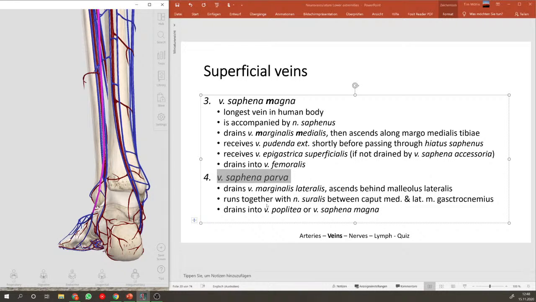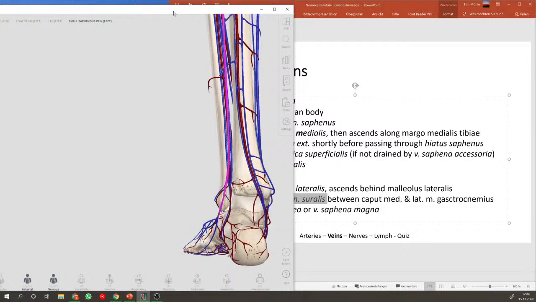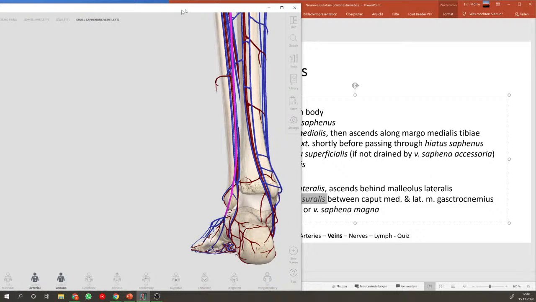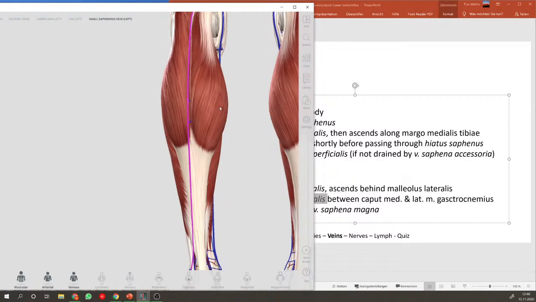Because if I put on the muscles here quickly, you will see that it will run really between both of the heads of the gastrocnemius muscle. And this really serves for you as an identification criterion that you can easily use to identify it 100% sure as vena saphena parva. So you see here caput mediale and caput laterale, musculi gastrocnemii, and this will be vena saphena parva.